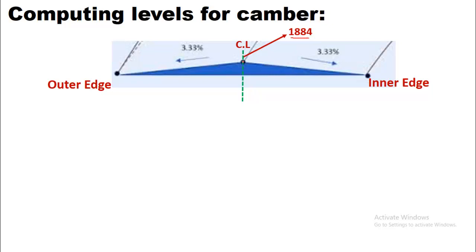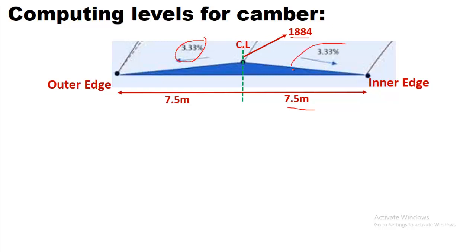This is the level of the center line, and if the total width of the road, you can say the carriageway, has a half width of 7.5 and the other half width of 7.5, the total is 15 meters. And the slope over here you can see is 3.3%, and it is also 3.3%.